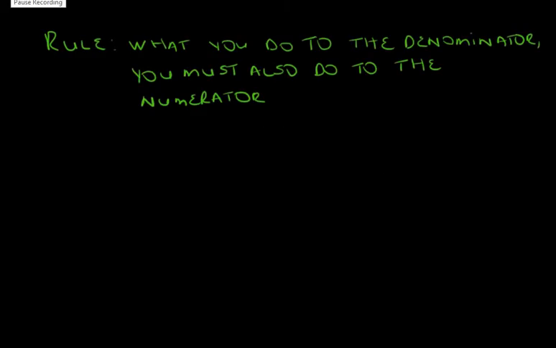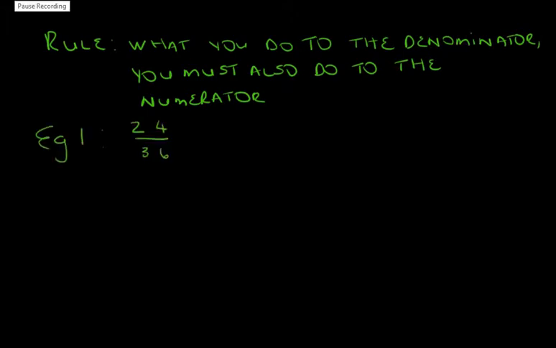Today we are going to have a very short lesson on the simplification of fractions. When we simplify fractions, we need to write them in the smallest possible form. In other words, we want the denominators and numerators as small as possible. So one of the rules that we have for fractions is what you do to the denominator, you must also do to the numerator, and vice versa. Let's have a look at an example.